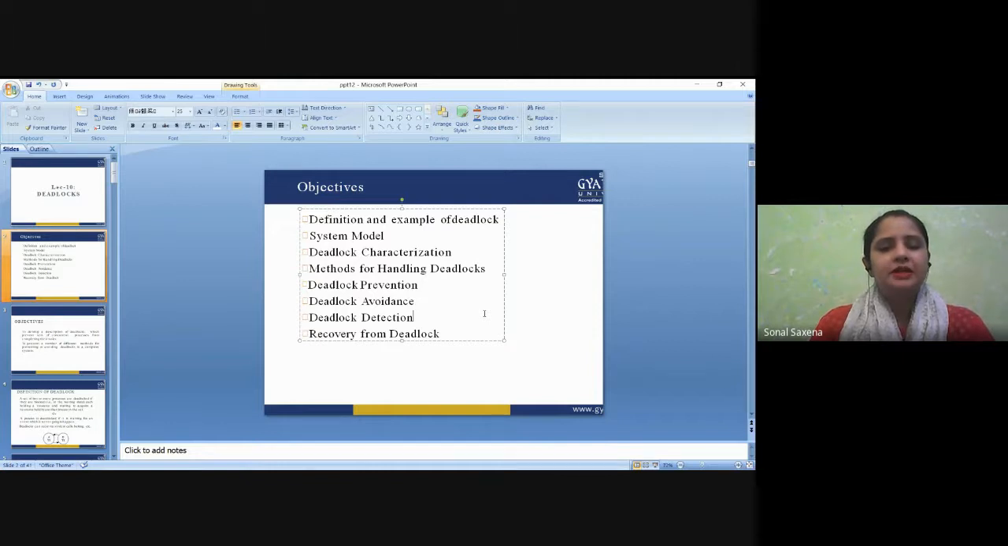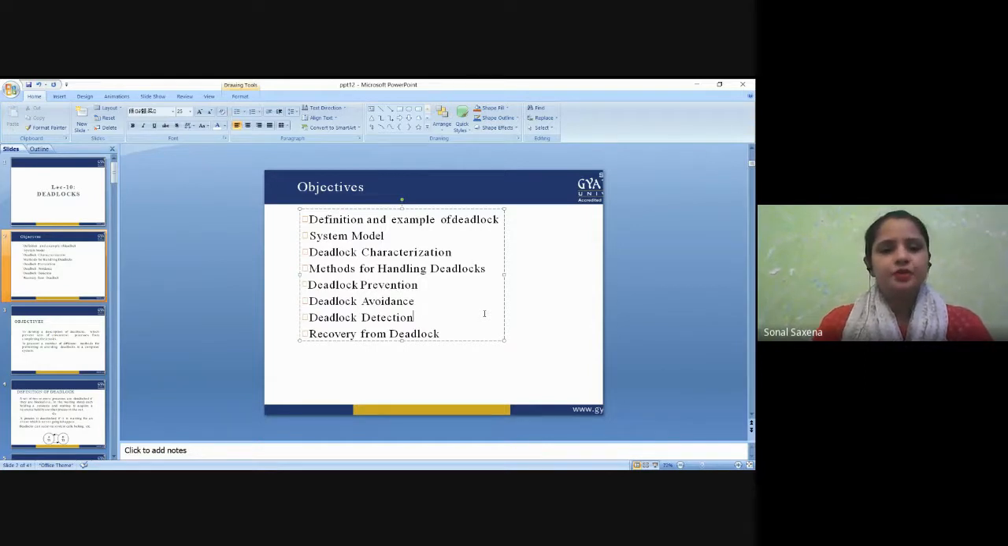After this we'll see how we can avoid deadlock. Then we'll assume that our system has already gone into the deadlock condition. We are going to see how we can detect the deadlock in a system if the system has been infected by the deadlock. And lastly we'll see how we can recover from the deadlock. Once the deadlock has occurred in your system, how are we going to recover from that condition. So these are the 6 to 7 points that we are going to cover today regarding deadlock.